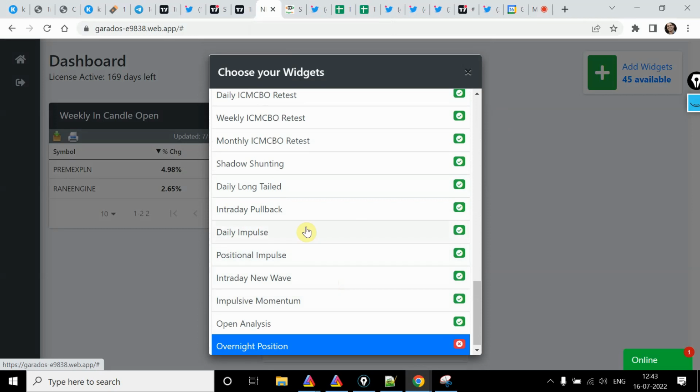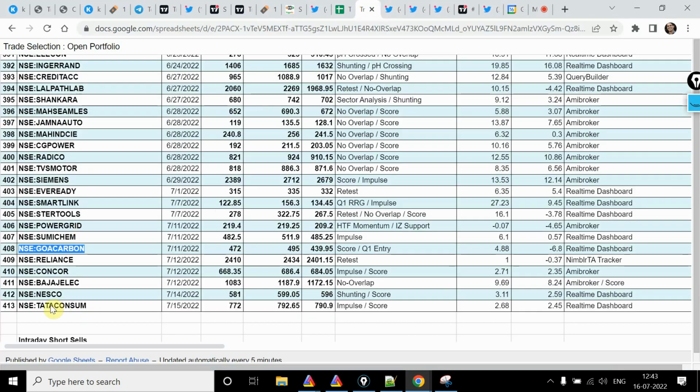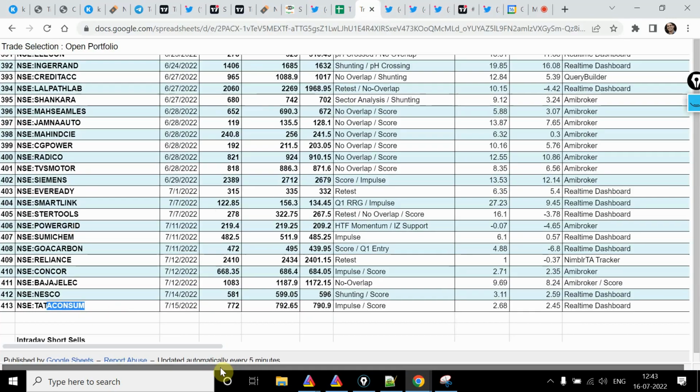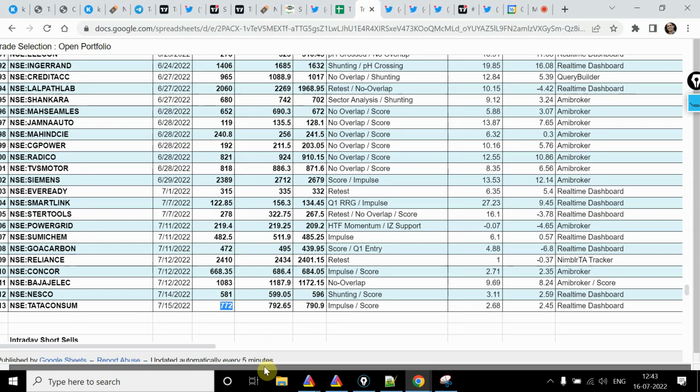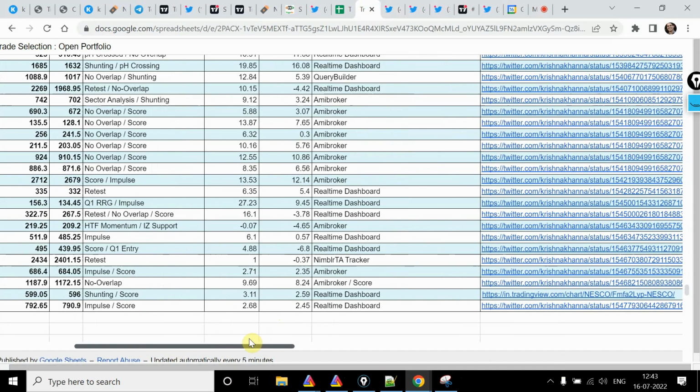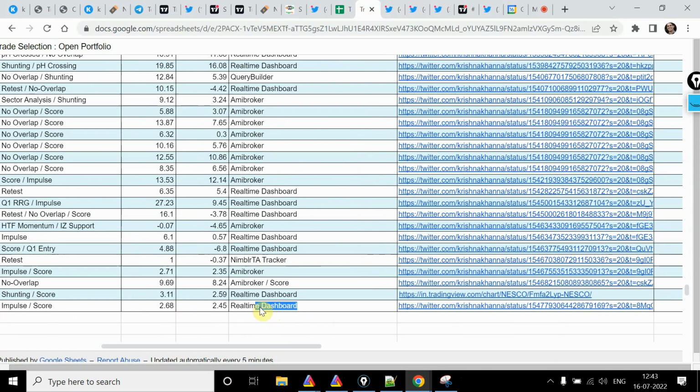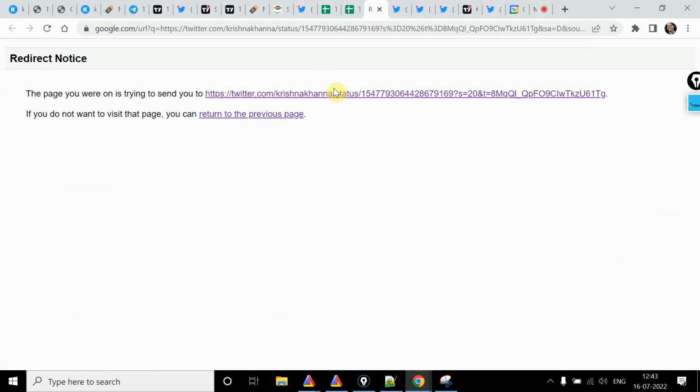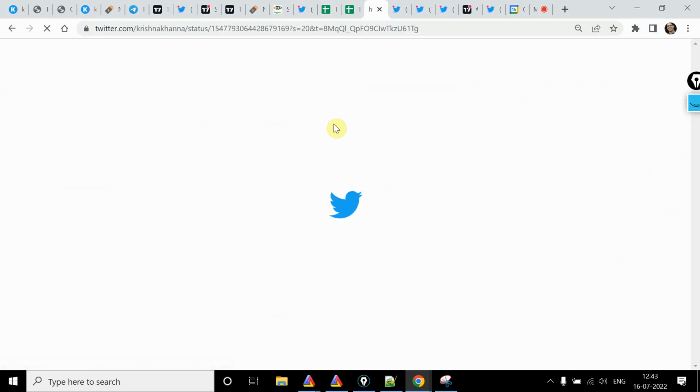There can be impulse at the opening of the session. For example, let me take you quickly through Tata Consumer, as we talked about that. 772, that was my entry. Later on it did 792, but then I had exited at around 783 or 84 approximately. This was identified through the NimblrTA Tracker dashboard. If I click over here, you could see how the entry was done.